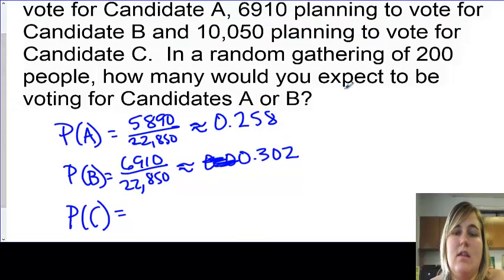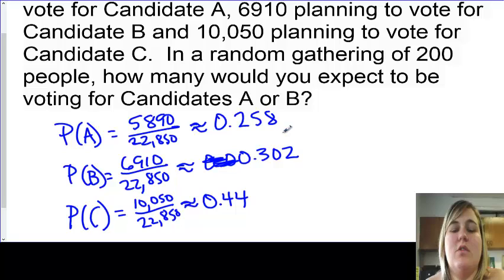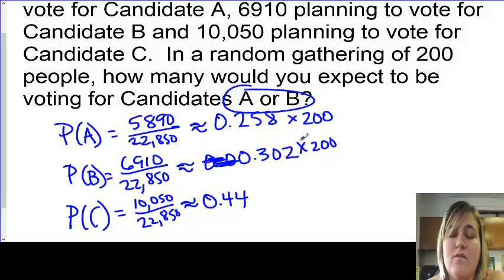And for candidate C, we have 10,050 out of 22,850, and I'm going to divide, and I'm going to estimate that one to be 0.44. Okay, and then all I have to do is multiply. So I'm going to multiply this by 200, multiply this by 200, and all it's asking is how many I would expect to be voting for candidates A or B. They can't vote for both, so I'm just going to have to add these two things together.